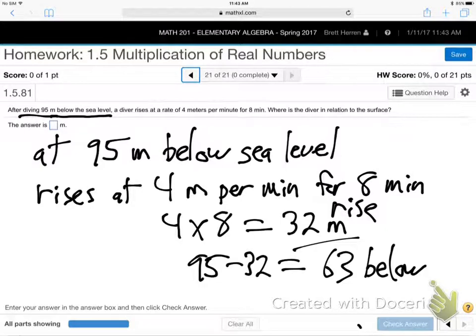I'll go back and check it out. They want negative, huh? Yeah, so I think they want you to say that because their position is negative 63. 63 below. Does that make sense on that? You good? 63 below.